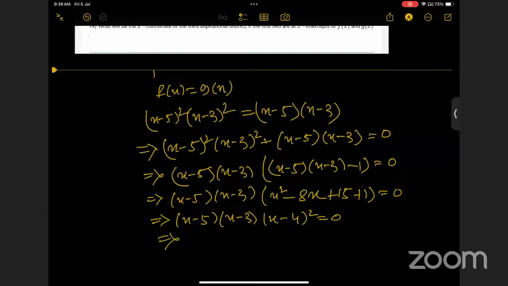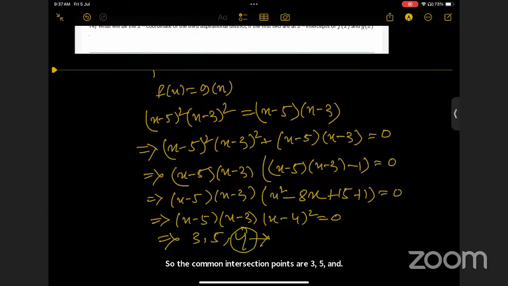So the common intersecting points are 3, 5, and 4. So this is the only point, right? Which is not a root for both the equations. So this is our answer.